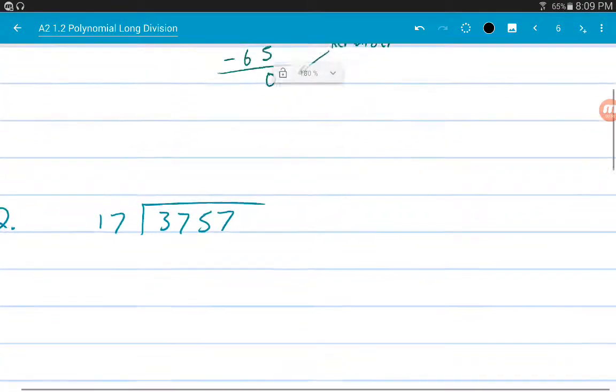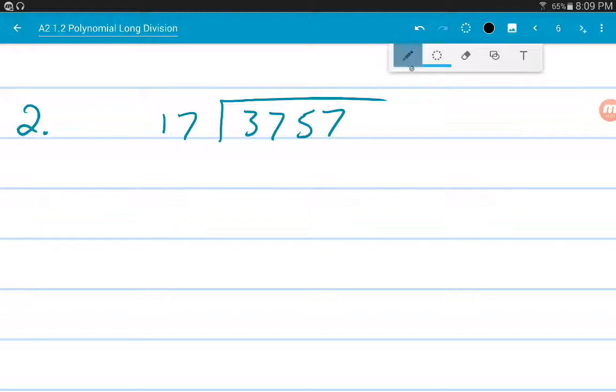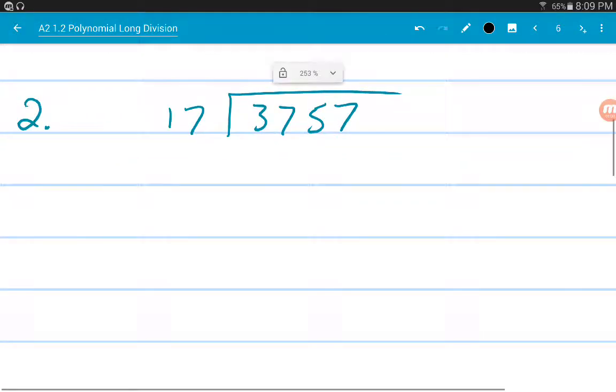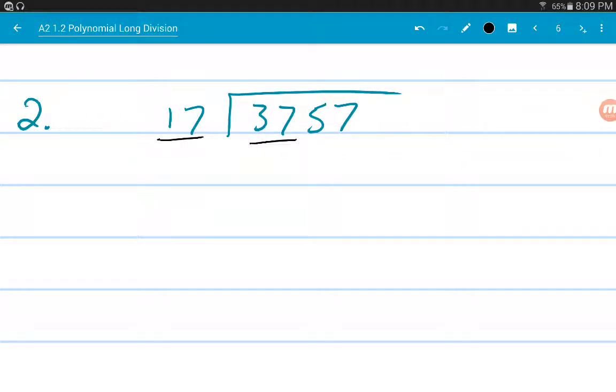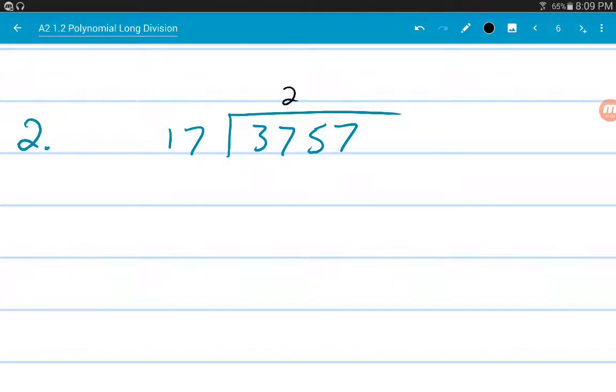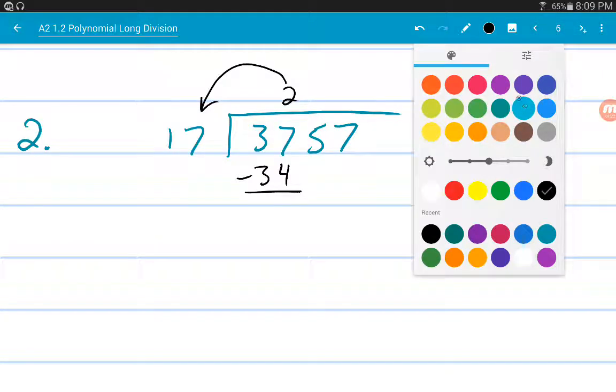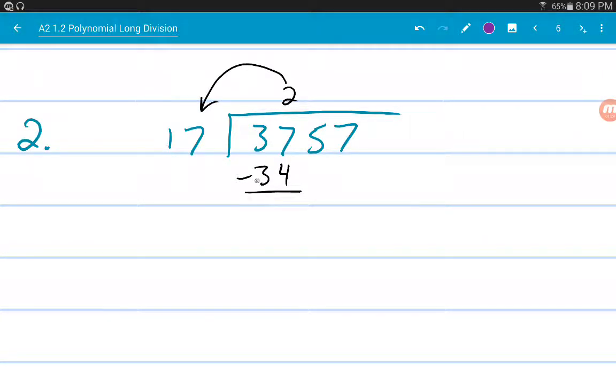All right, let's start with a number. Question number 2. What we ask ourselves is, how many times does 17 go into 37? Well, 17 goes into 37 twice. As soon as we put the 2 up here, we then multiply down. 2 times 17 is 34. We subtract. 37 minus 34 is 3. And we bring down the next term, which is 5.